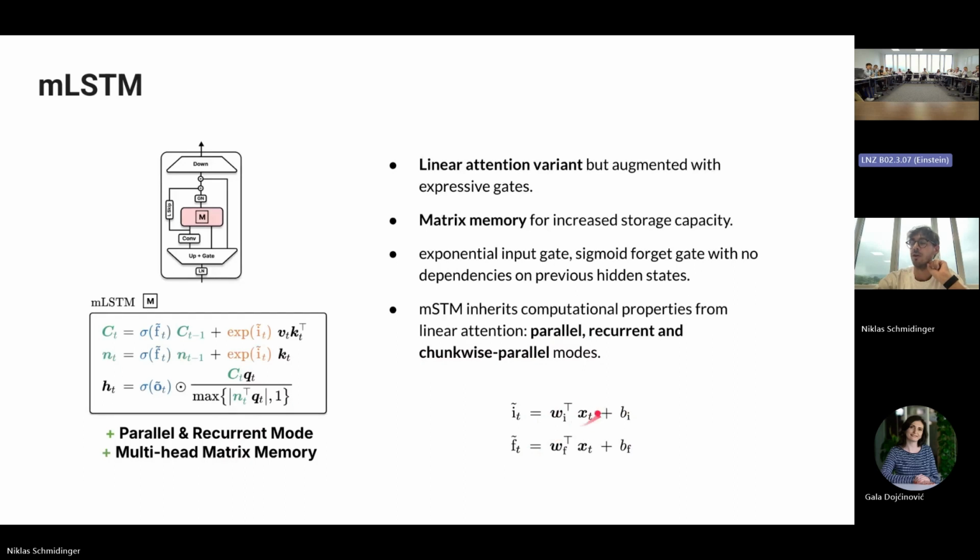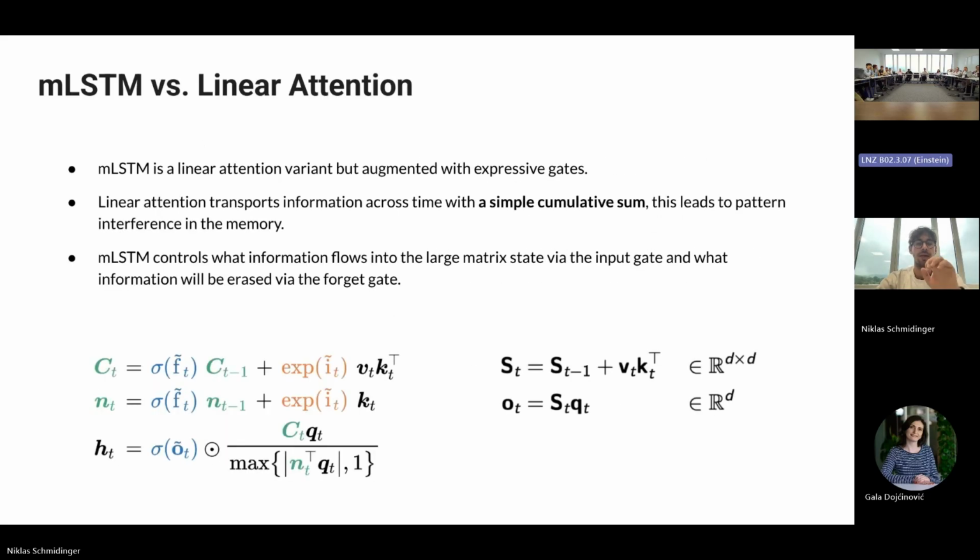So they only depend on the current token. This means the whole thing is trainable in parallel like a transformer, but can be used like an RNN at inference time. Yeah, here's the comparison with linear attention.